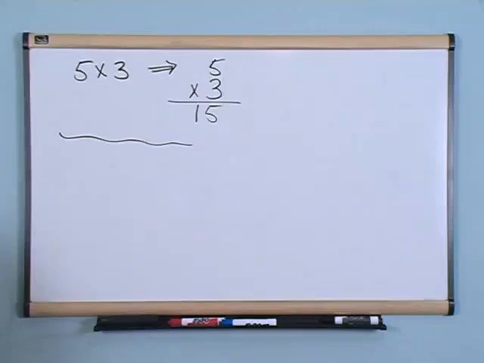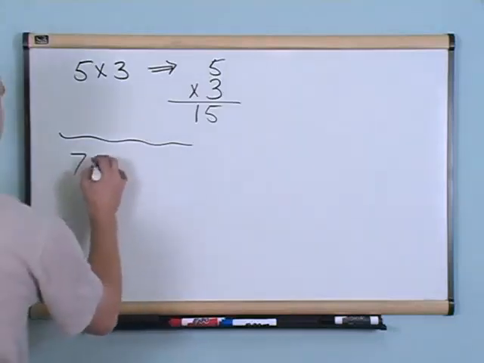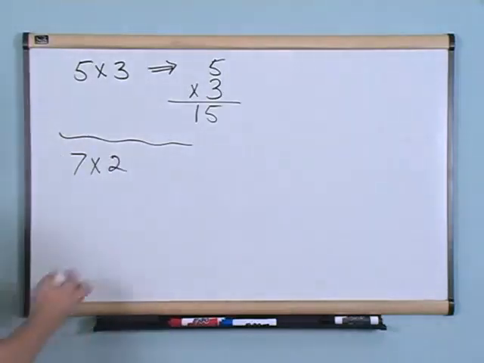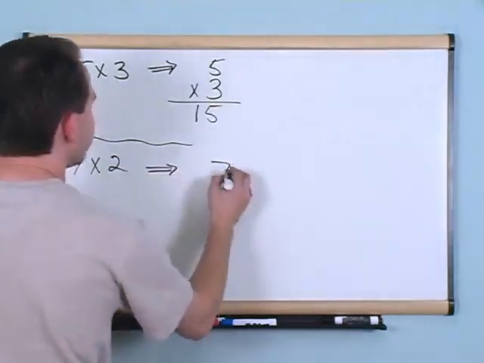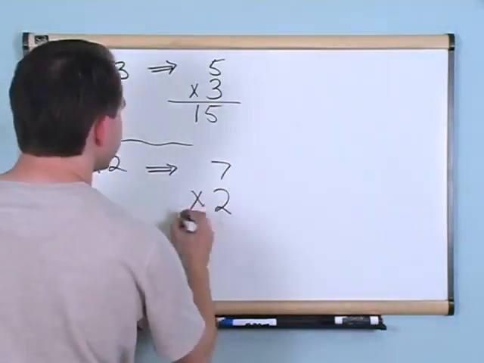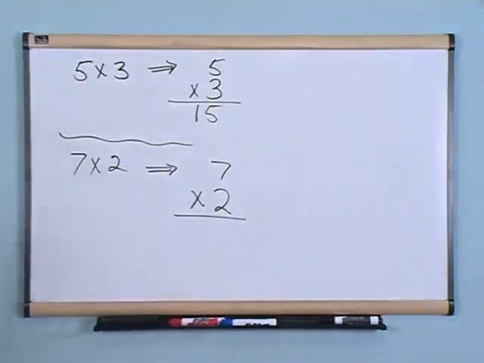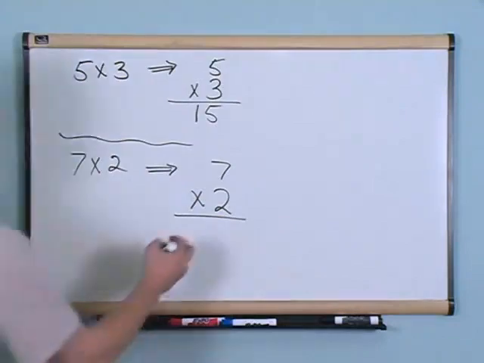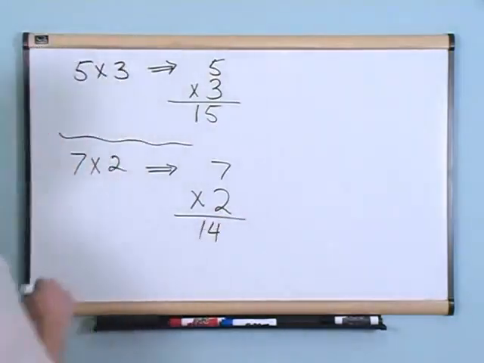Now, the next thing would be 7 times 2. That's the next problem. Again, it's two single-digit numbers, so I'm just going to write the problem like this. And you should remember from your times tables, or look it up if you don't remember, or go review the section of the DVD, 7 times 2 is 14. So you're going to write that down.